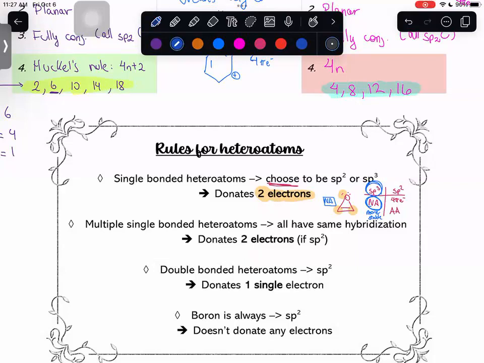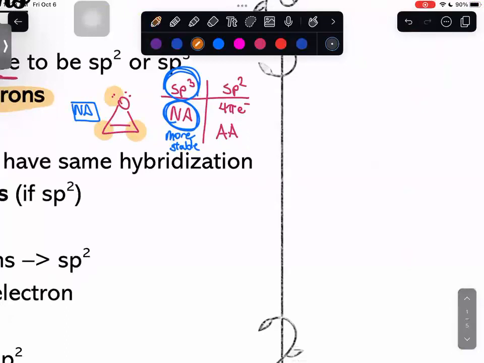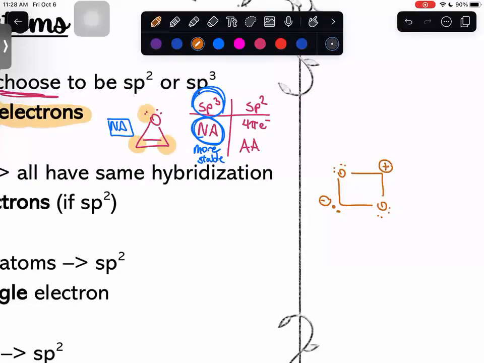Okay, now, let's look at the second rule. What happens whenever you have multiple single bonded heteroatoms? So let's say that we have this molecule. Now, I know it looks a little funky, but I'm just doing this for the sake of explaining this new rule. Now, let's go step by step.